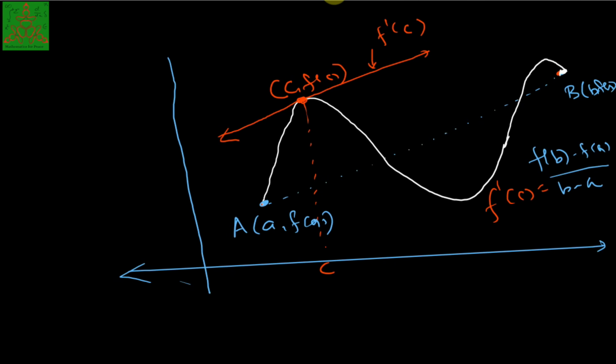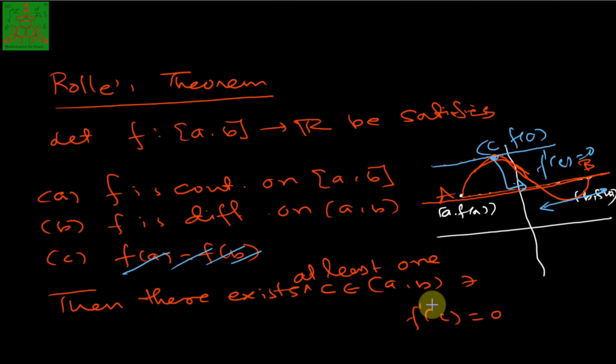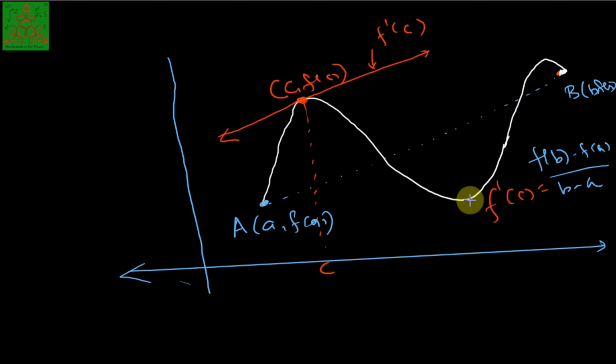So in Rolle's mean value theorem, what we have is f'(c) is 0. Why? Because this line is parallel to the x-axis and the slope of this line is 0. So that's why f'(c) is 0 there. And here, instead of that, we got f'(c) is equal to (f(b) minus f(a)) upon (b minus a). So this is the Lagrange mean value theorem.